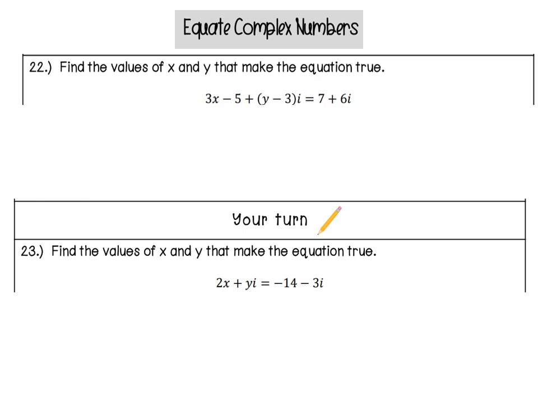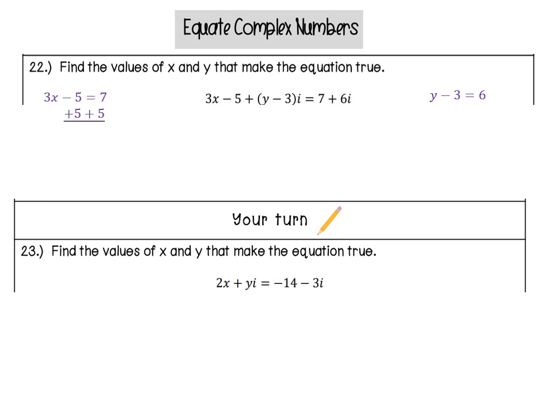Now, sometimes we may need to find, just solving an equation that's got real parts and imaginary parts, and we're looking for what each of those coefficients happens to be. So 3x minus 5 plus y minus 3i equals 7 plus 6i. So 3x minus 5 should equal 7, and y minus 3 should equal 6. Solve each of those.